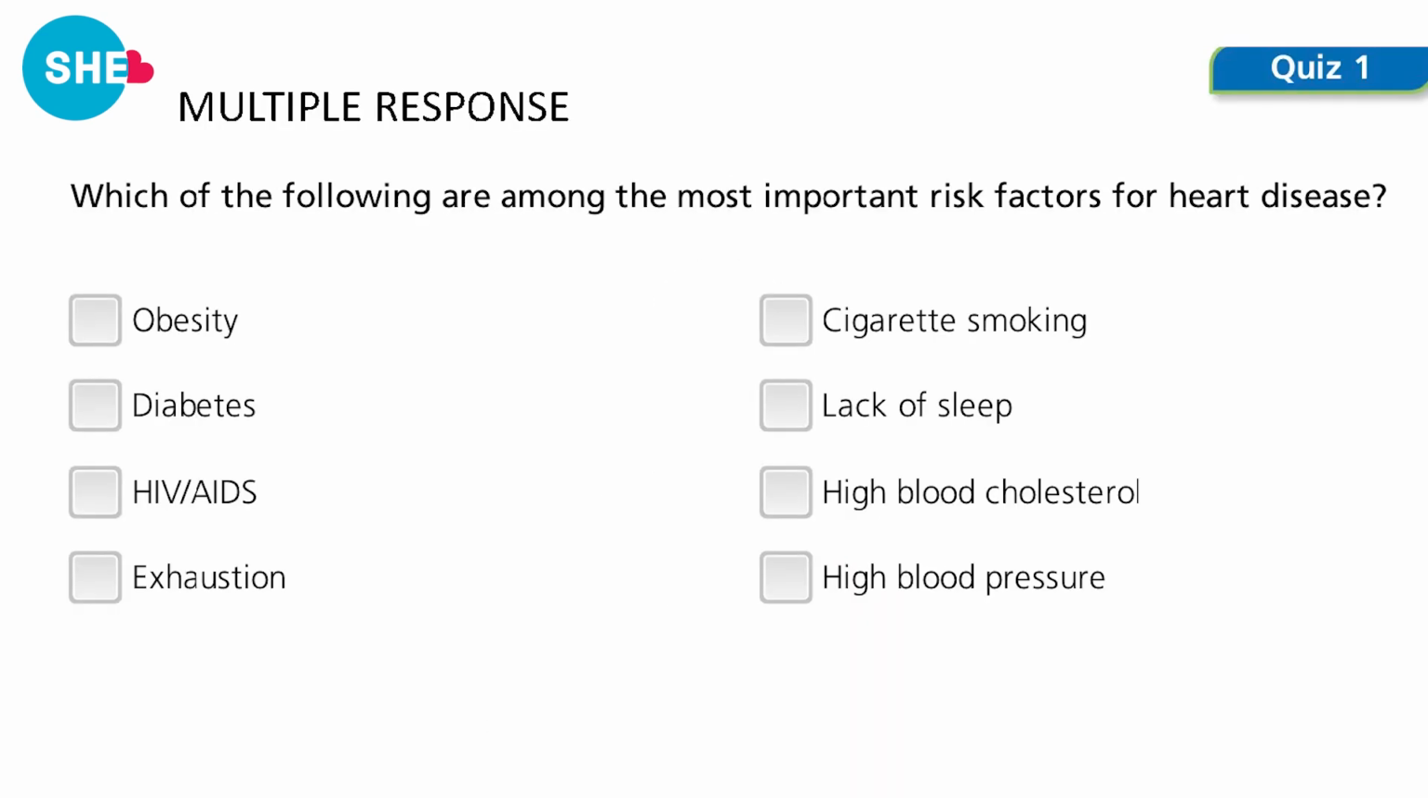Which of the following are among the most important risk factors for heart disease? Obesity, diabetes, cigarette smoking, otherwise known as tobacco use, high blood cholesterol, and high blood pressure are all risk factors that can cause heart disease.